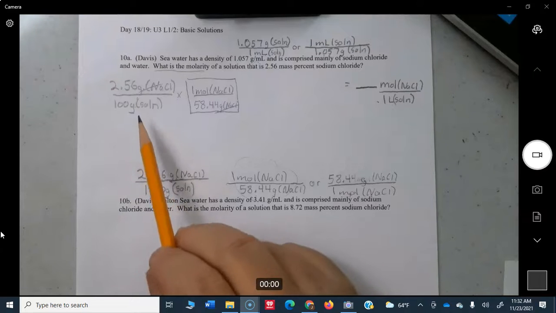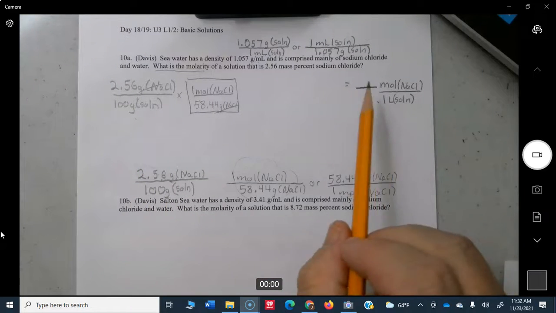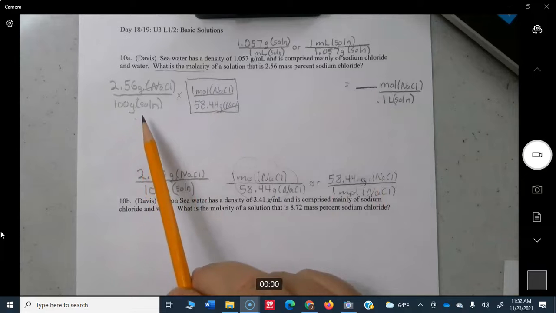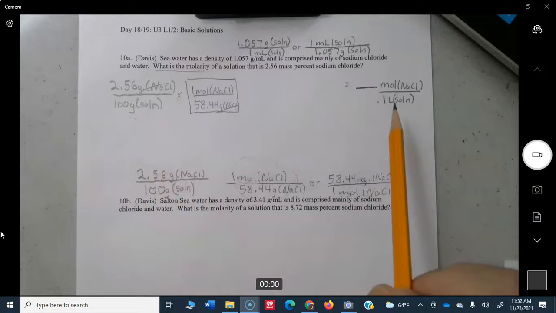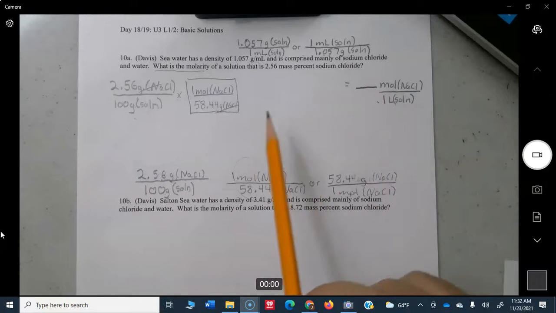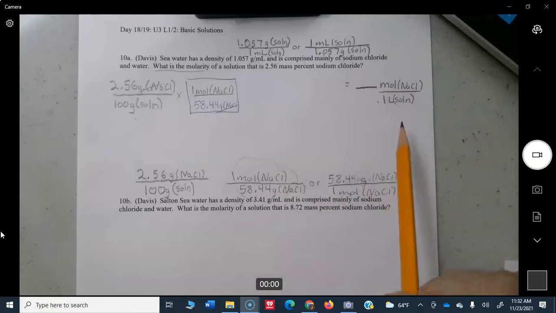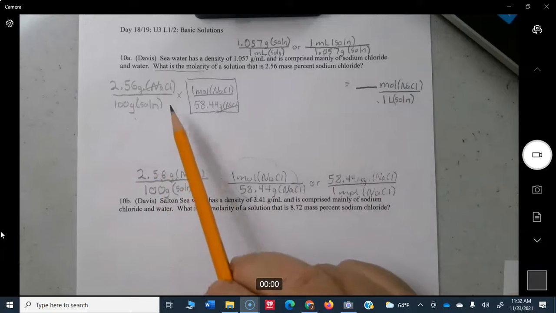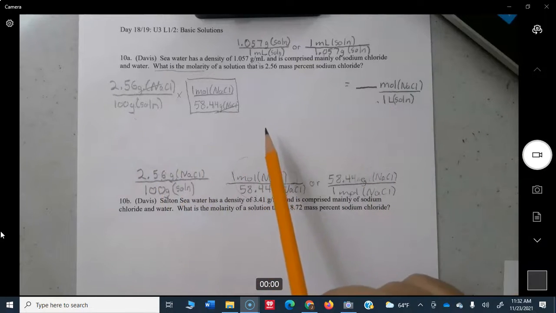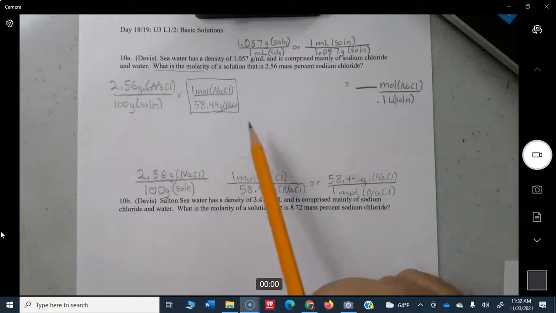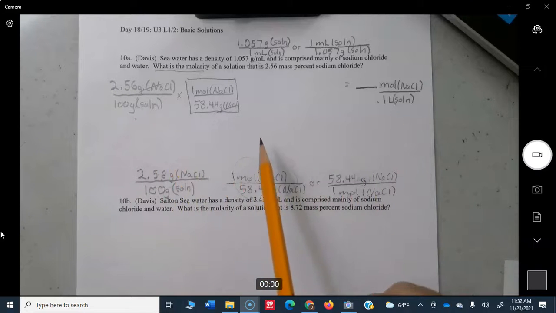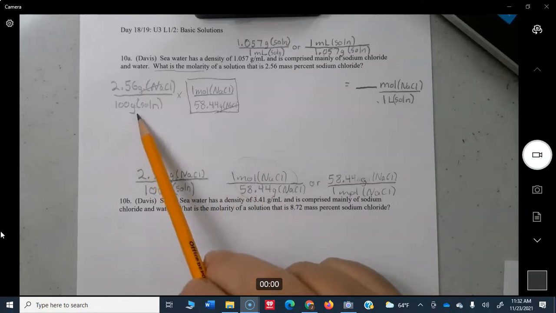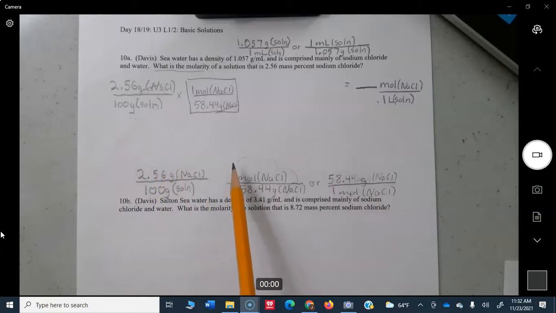Now we have to get grams of solution to liters. These are two totally different units of measure. Grams measures mass and liters measures volume, how much space it takes up, like a 1 liter bottle of water. And this is how heavy it is. Well, for water it's easy. It's a 1-to-1 relationship. There's 1 gram for every, actually, 1 milliliter.